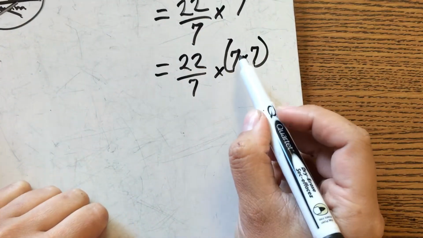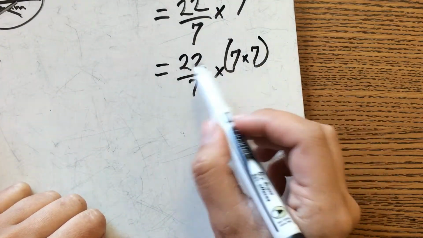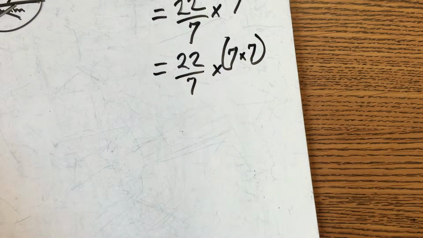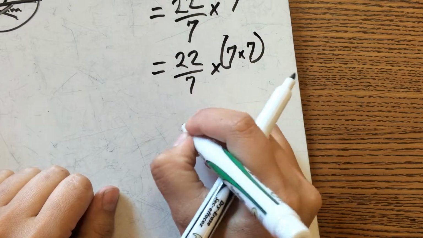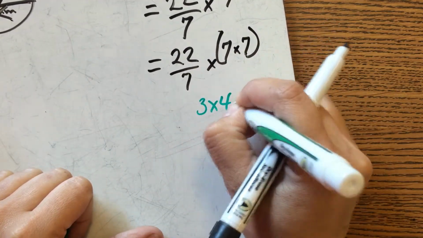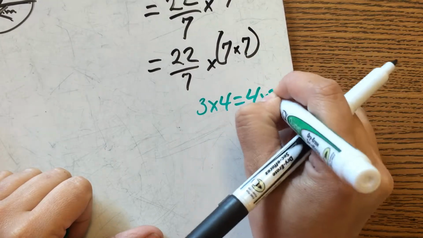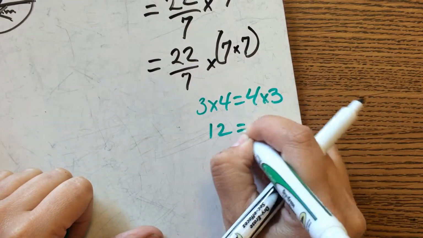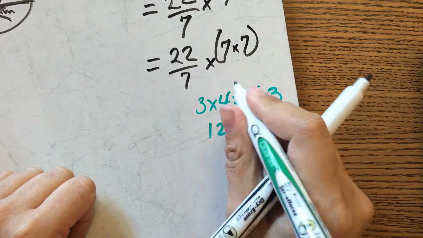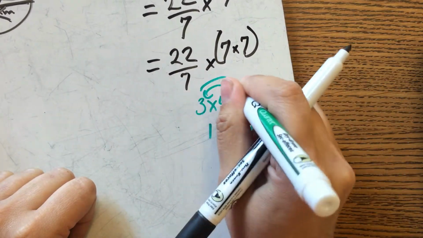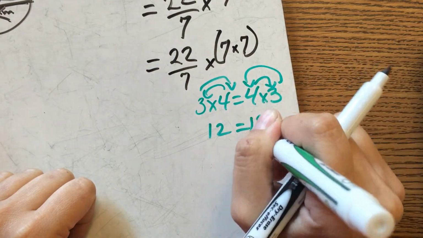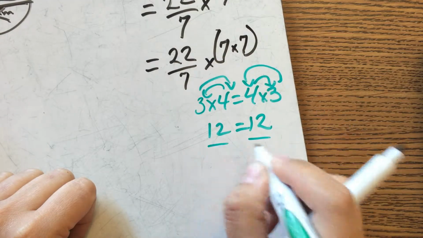Now, multiplication is commutative. Commutative means that you can change the order of things and still get the right answer. Here's a quick little proof. 3 times 4 is the same as 4 times 3, right? 12 equals 12. The only thing I did was switch the order. I switched the 4 and the 3, and I still got the right answer, which was 12.